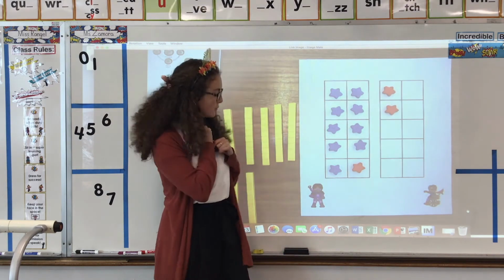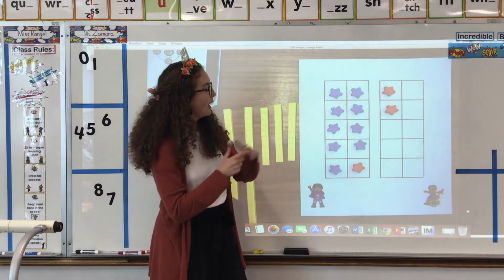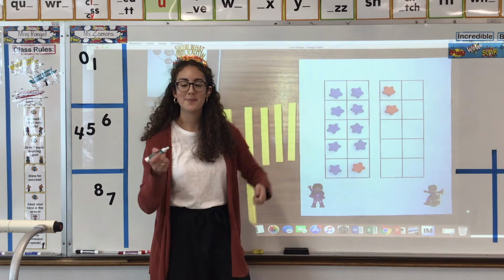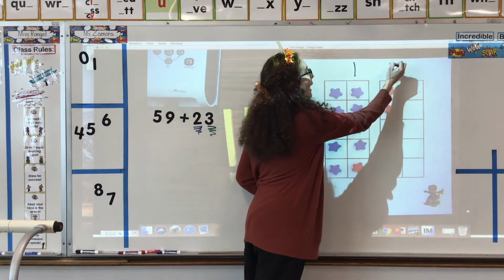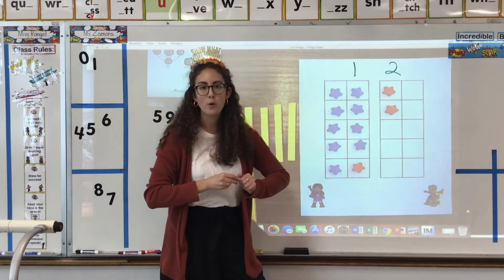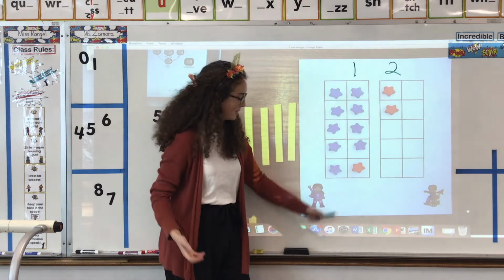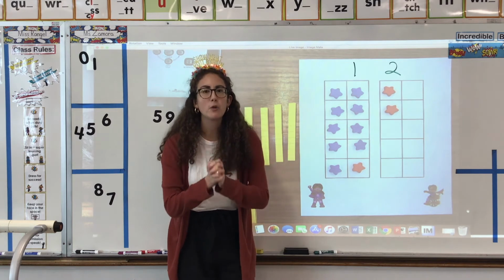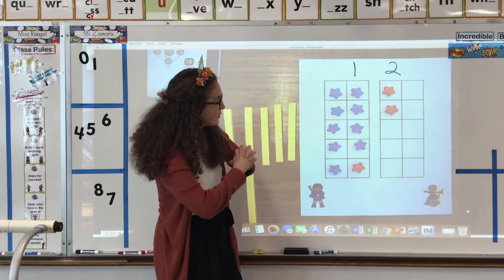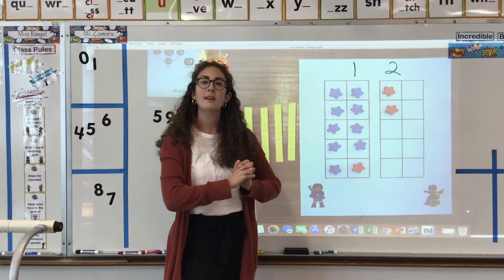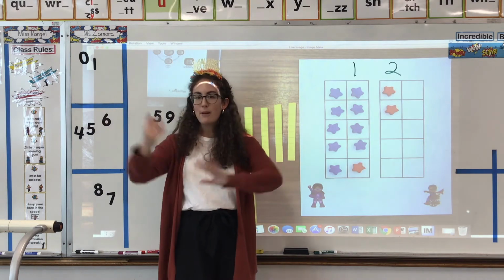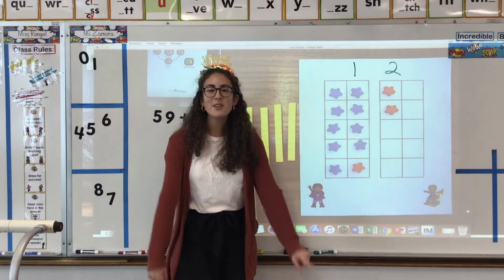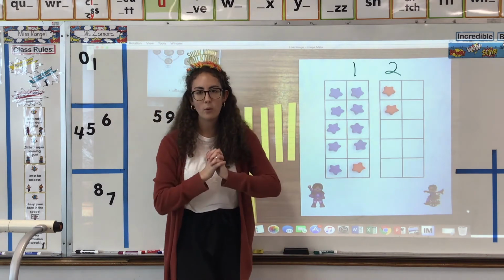How many ones do we have now, second grade? How many ones is this? There are 12 ones in total. We have 12 ones. Can we bundle a group of these ones? Can we bundle some of them? Yes, what can we bundle? We can bundle 10 ones, of course.